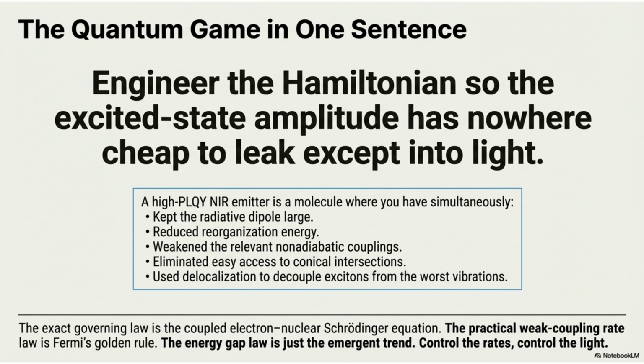The quantum game in one sentence is to engineer the Hamiltonian so the excited state amplitude has nowhere cheap to leak except into light. This means simultaneously keeping the radiative dipole large, reducing reorganization energy, weakening non-adiabatic couplings, and eliminating access to conical intersections.